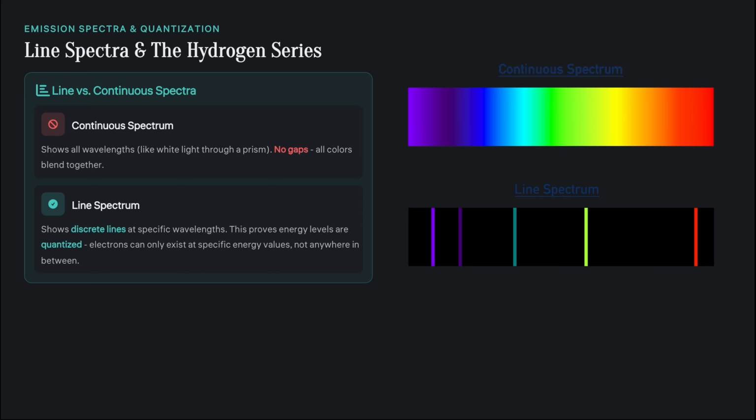And what does this mean? If electrons could move between any energy value, we would see a continuous rainbow. But because we only see specific lines, we know that electron energy levels are quantized. What does that mean? Well, it means that each line represents a specific step an electron takes when falling from a higher energy state to a lower one. So electron energy levels exist at specific energies.